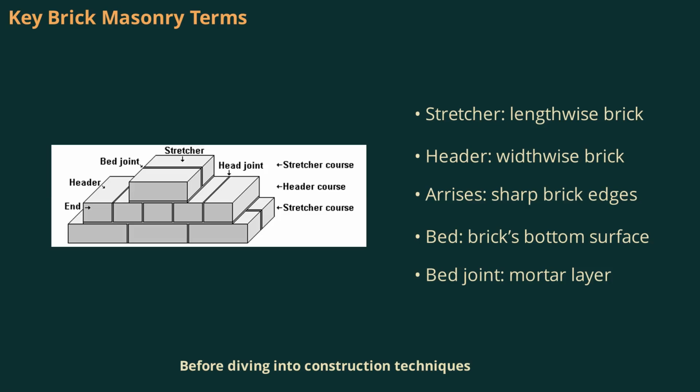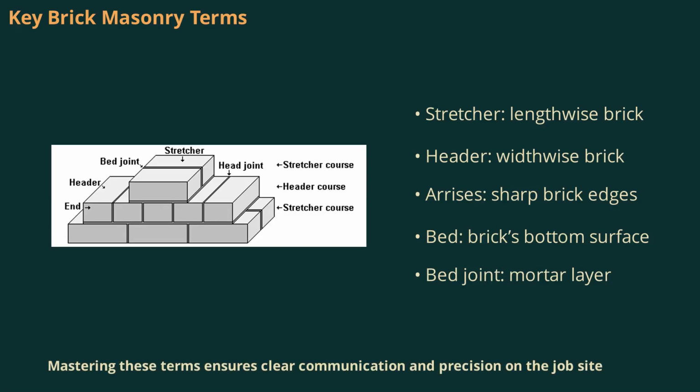Before diving into construction techniques, it's crucial to understand the language of brick masonry. Terms like stretcher, header, arrêtés, bed, and bed joint are foundational. A stretcher is a brick laid with its length parallel to the wall's face, while a header is laid with its width parallel. Arrêtés are the sharp edges formed at the intersection of brick surfaces, and the bed is the brick's lower surface when laid flat. The bed joint is the horizontal mortar layer supporting the bricks. Mastering these terms ensures clear communication and precision on the job site.